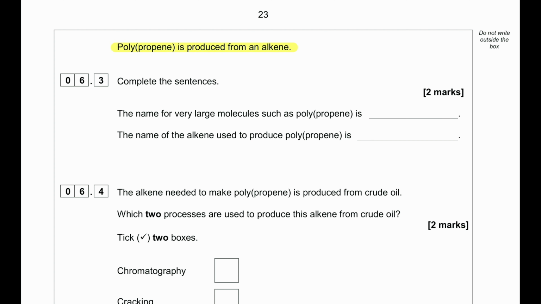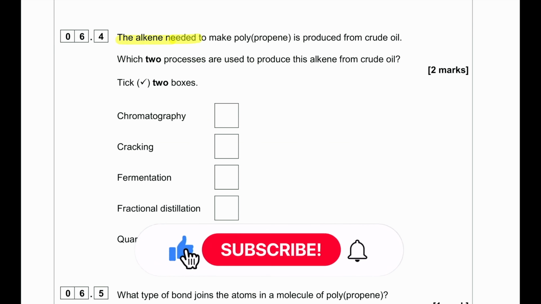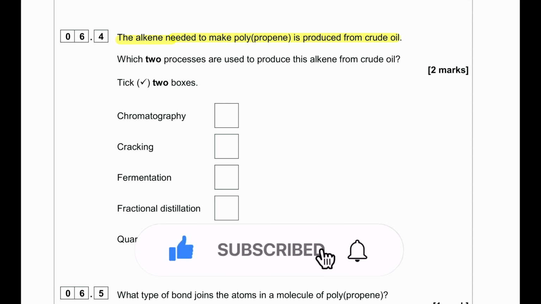Polypropylene is produced from an alkene. The name for very large molecules such as polypropylene is polymer, since this is a very large molecule made of monomers. The name of the alkene used to produce polypropylene is propene. Since they are asking for the name of the alkene, not the class of compound, that's why we have to answer propene. The alkene needed to make polypropylene is produced from crude oil.